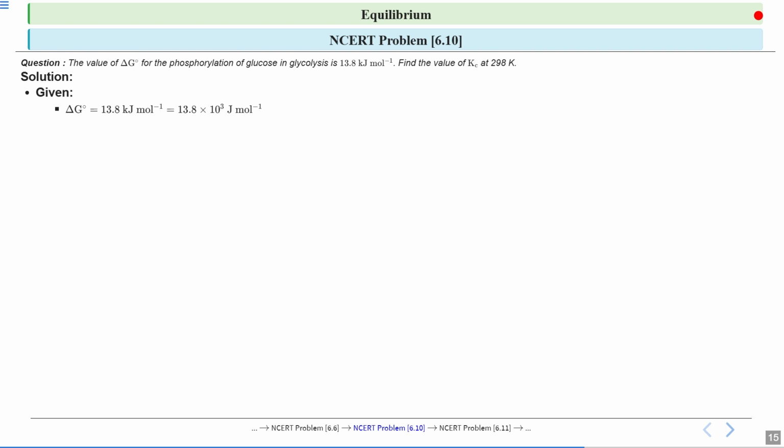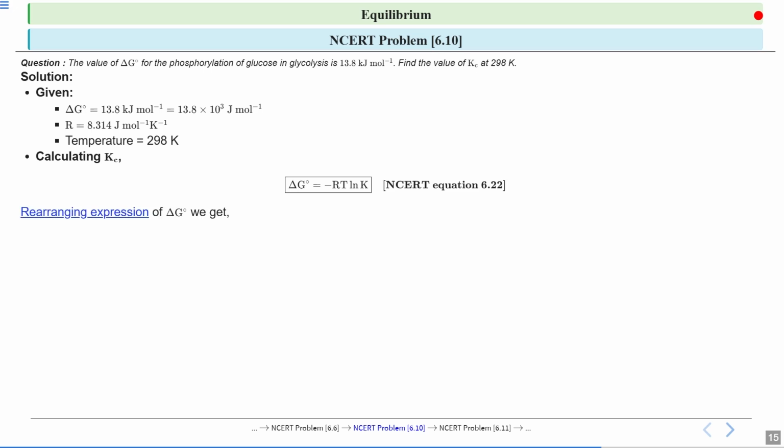So on converting this kilojoule into joule, you will get 13.8 multiplied by 10 to the power 3 joule per mole. Then what about R? R will be 8.314 joule per mole per Kelvin, and temperature is mentioned as 298 Kelvin. So to calculate Kc, we'll use the equation delta G naught is equal to minus RT ln K. Now in terms of concentration, we'll take K as Kc.